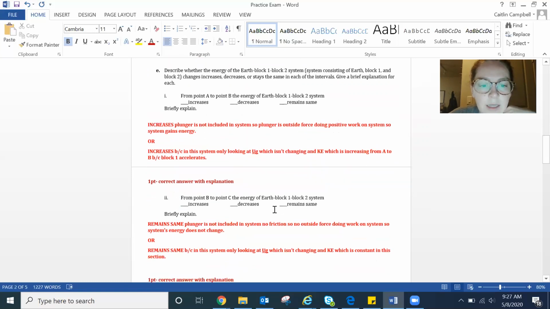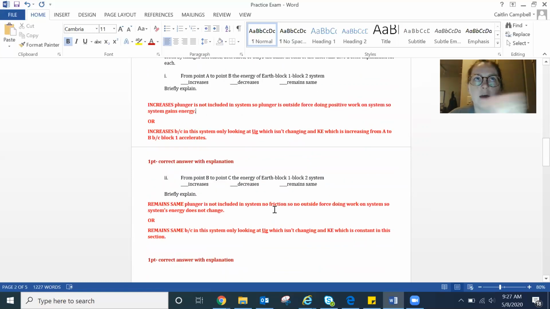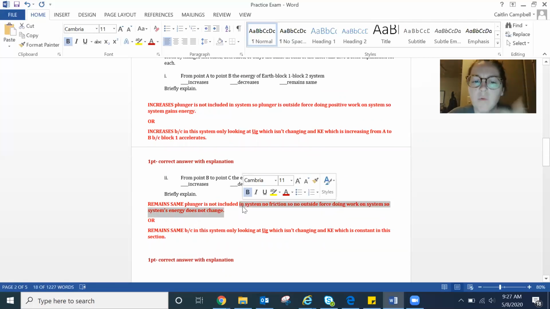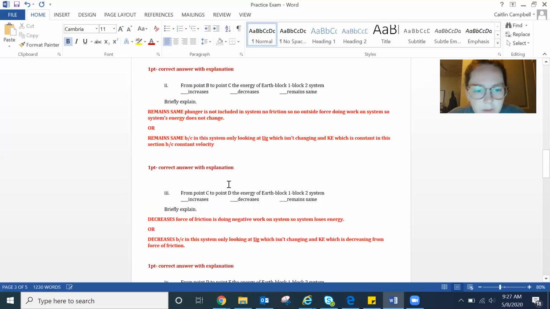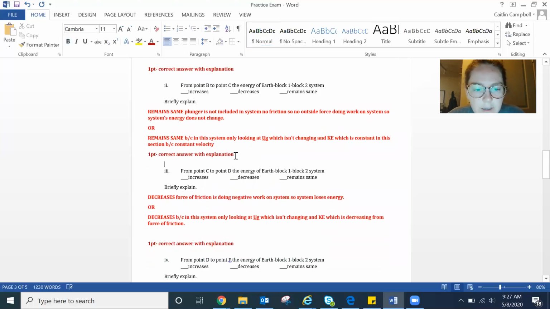B to C, there was no outside force, there was no friction, no plunger. So here I said there's just no force, so there's no work, which means the energy isn't changing, right? Work is the change in energy. So if I have zero work, I have zero change in energy, it stays the same. You could also, similar to the second one, say, okay, we're looking at UG not changing and KE. Well, here there's no acceleration, it's at a constant velocity, so K is constant. I'm going to say because it's constant velocity. 1 point for your reasoning here.